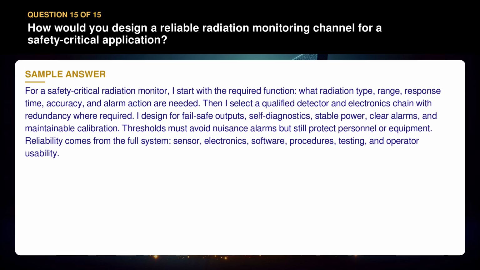For a safety-critical radiation monitor, I start with the required function. What radiation type, range, response time, accuracy, and alarm action are needed. Then I select a qualified detector and electronics chain with redundancy where required. I design for fail-safe outputs, self-diagnostics, stable power, clear alarms, and maintainable calibration. Thresholds must avoid nuisance alarms, but still protect personnel or equipment. Reliability comes from the full system: sensor, electronics, software, procedures, testing, and operator usability.